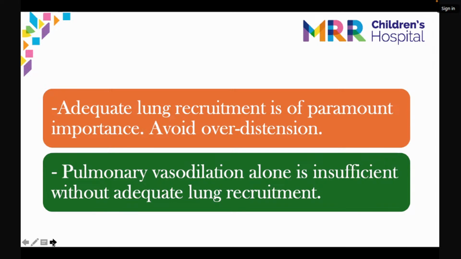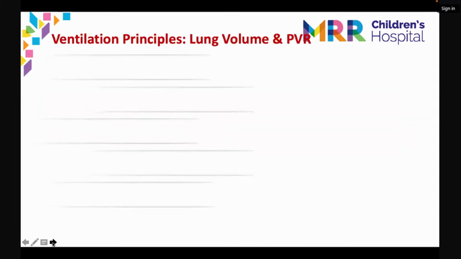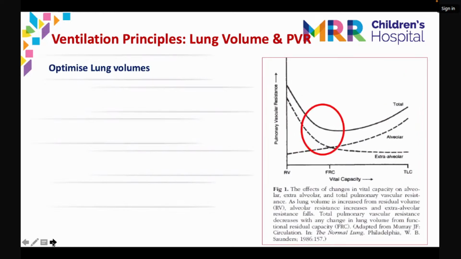Starting a pulmonary vasodilator is not going to work in this condition where you have a lung which is under-recruited. So your ventilation principles: lung volume, PVR. You need to optimize your lung volume. You might use volume guarantee mode of ventilation. The target is that your pulmonary vascular resistance is the lowest when you maintain your lungs at its functional residual capacity, or FRC. If you over-distend your lung, you will have elevated alveolar resistance. And if you under-ventilate your child, or if your lung is under-recruited, you will have elevated extra-alveolar resistance.